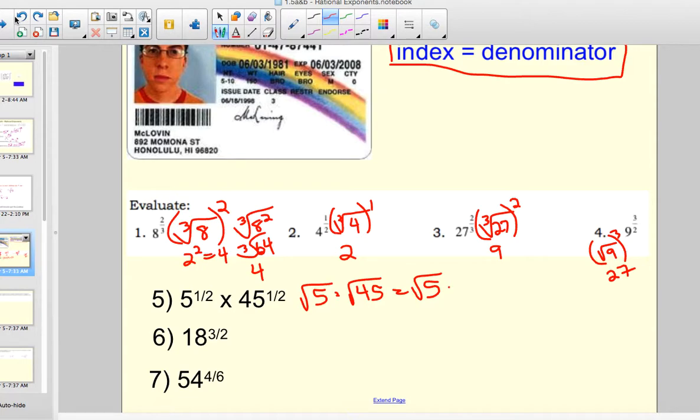Same thing as the square root of 9 times the square root of 5, which is 3 root 5. And when you multiply those together, you get root 5 times root 5, which is 5, times 3 is 15.